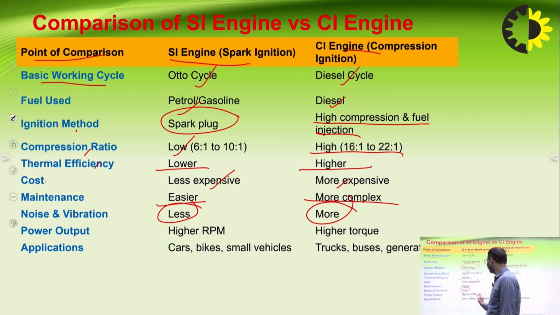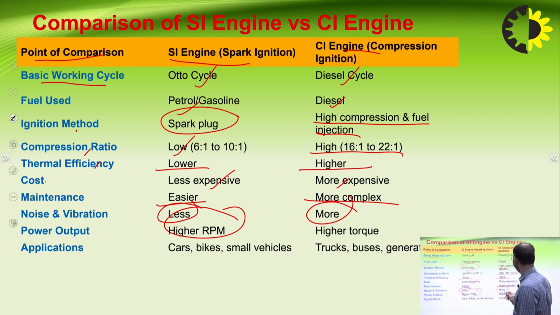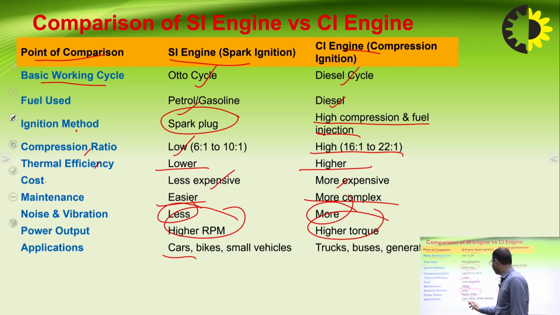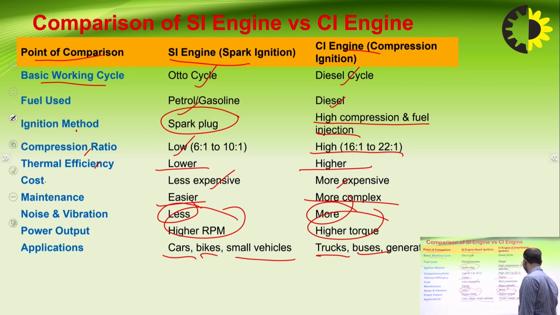Power output: SI engine produces higher RPM, whereas CI engine produces higher torque. According to applications, SI engines are used in cars, bikes, small vehicles, etc., whereas CI engines are used in trucks, buses and generators. And these are the comparison between SI and CI.